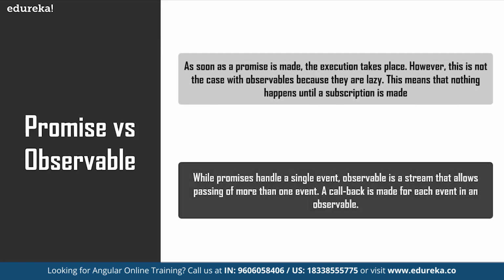Our next question is, what is the difference between promise and observables? So as soon as a promise is made, the execution takes place. However, this is not the case with observables because they are lazy. This means that nothing happens until a subscription is made. While promises handle a single event, an observable is a stream that allows passing of more than one event. A callback is made for each event in an observable.